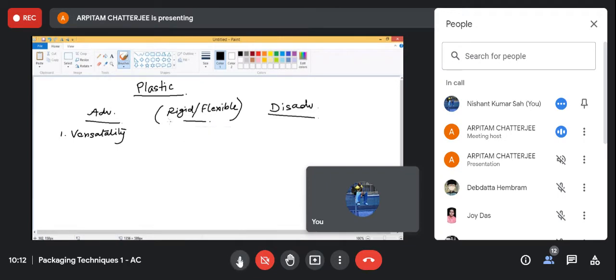Correct, correct. But your examples are not exactly fine. Okay, the rigid. Actually, a bottle is also a rigid packaging because a bottle has a shape of a bottle. Okay, and you can crush it, but basically you have to form it. It is formed in a rigid formation. That means the shape is a rigid shape.